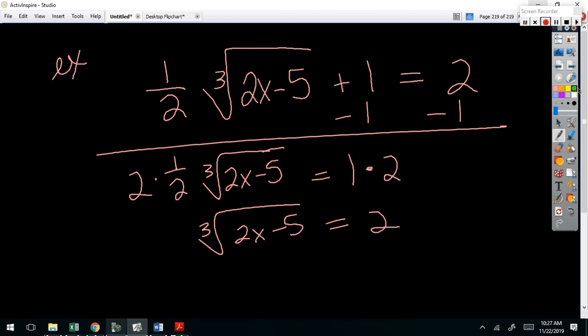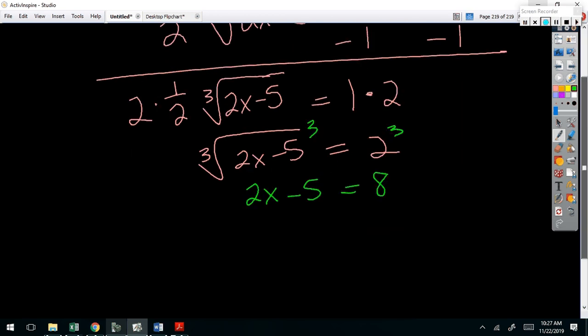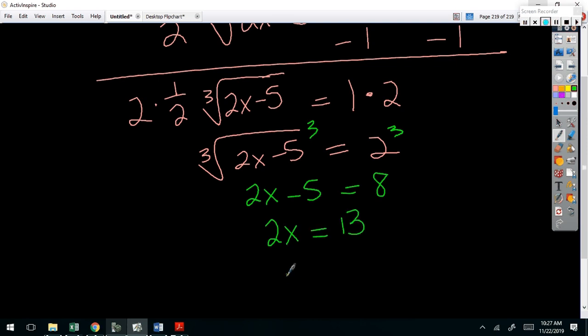All right, now get rid of the radical. Cube it. 2x minus 5 equals 8. Plus 5. This is now a super simple two-step linear equation.